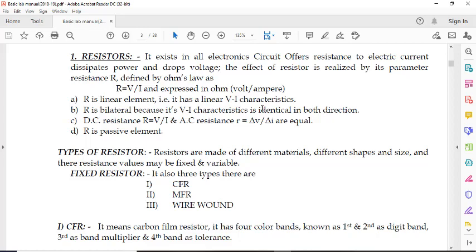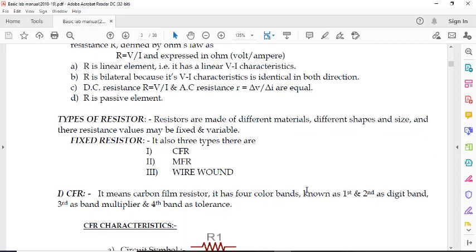So there are three types of resistors. One is CFR, the carbon film resistor. Second is the MFR, the metal film resistor, and third is the wire wound. So we will deal with only two resistors here, CFR and MFR.